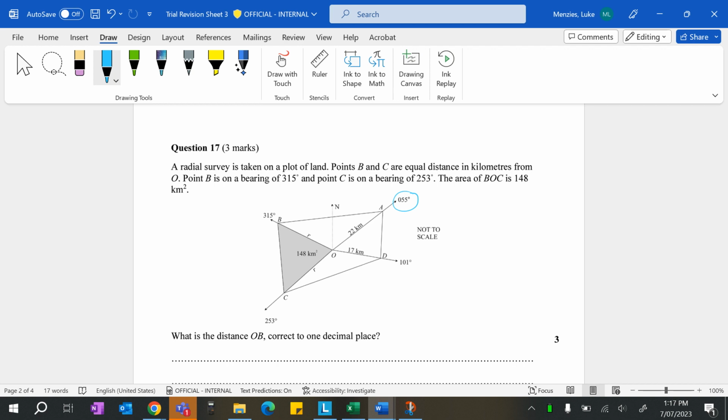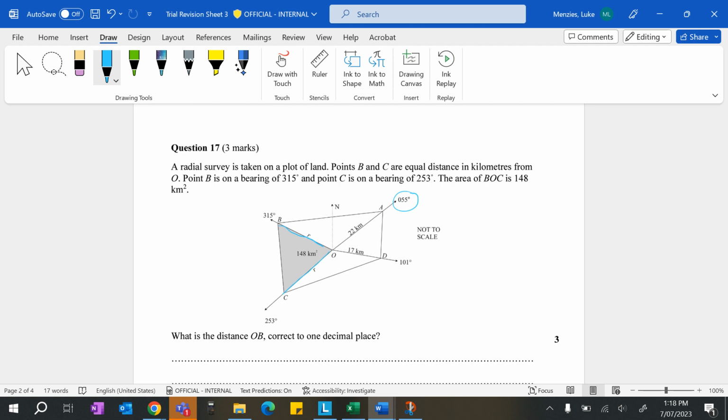Okay, so we've got a radial survey taken on a plot of land. B and C are equal distance in kilometres from O. So B and C, these two. Point B is on a bearing of 315. Point C is 253. I don't know why I didn't do it the other way around, but oh well. The area of BOC is 148. What is the distance OB correct to one decimal place?